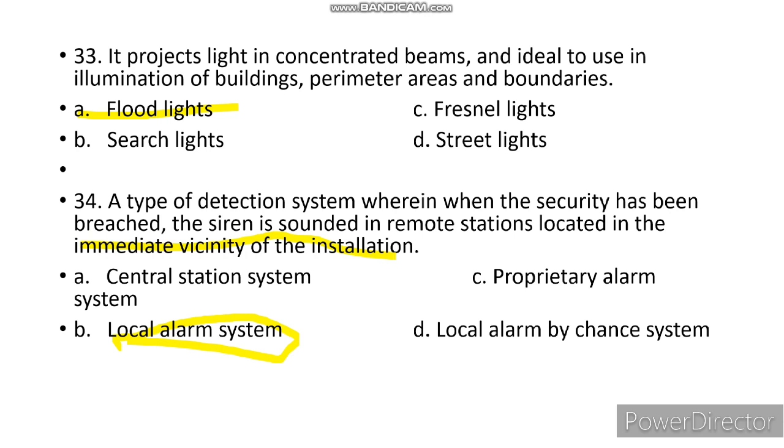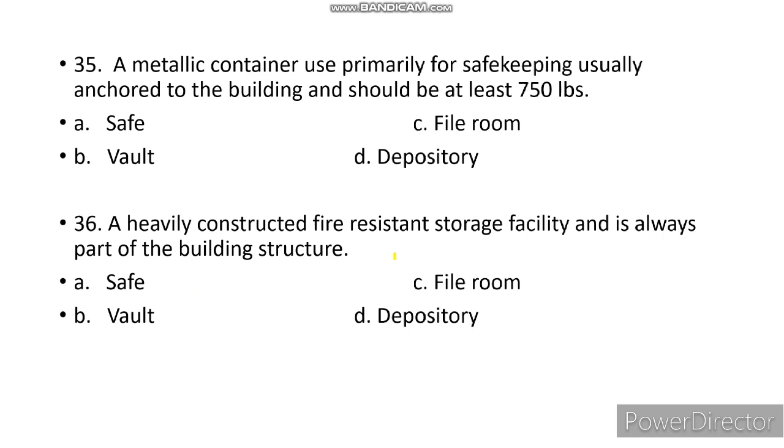But I have to say that you should read the whole question before deciding what would be the answer. And then, magdasal bawat letter or bawat number na sasagutan mo, di ba? 35. A metallic container used primarily for safekeeping, usually anchored to a building and should be at least 750 pounds. So that's safe. You'll be safe here.